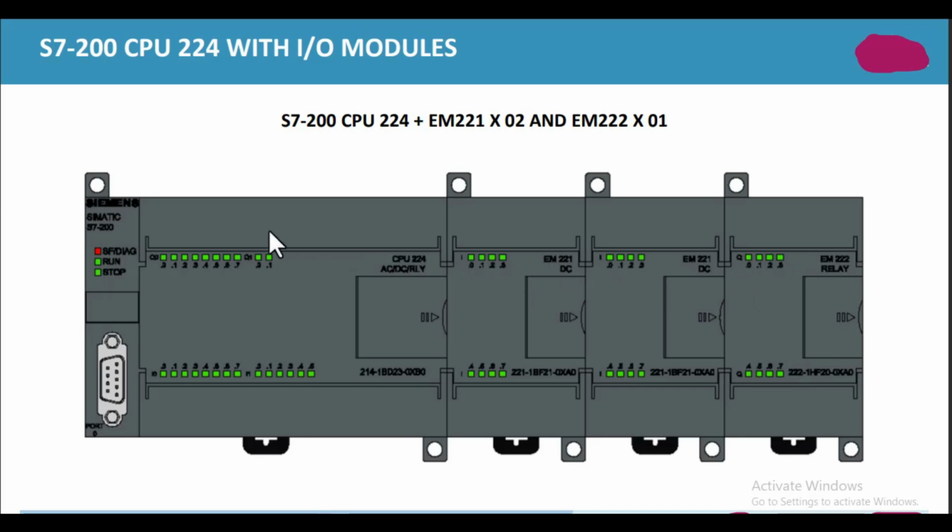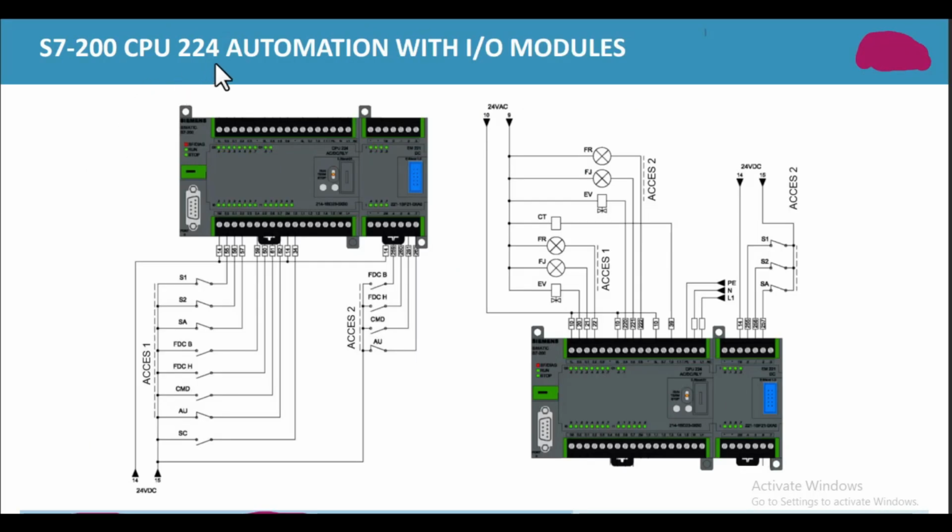So this PLC consists of 24 inputs, and outputs will be 8 and 8, 16 outputs. 24 inputs and 16 outputs are available from this combination unit of the PLC, including its modules, 2 input modules and 1 output module. S7-200 CPU 224 automation with input output modules. This is the side which represents the PLC unit with an extension module, and we have connected different kinds of inputs with its CPU, and also we have connected some inputs with its expansion module. So in this way we can connect input expansions of a PLC.